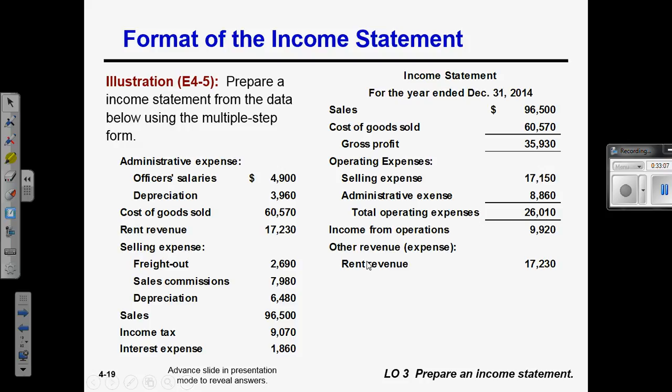Another one that's a single step over on page 168, could you make the statement look like that? Would you notice if I said, do a multiple step statement or a single step? You guys would, right? Okay, developing the skill to pay attention to this.